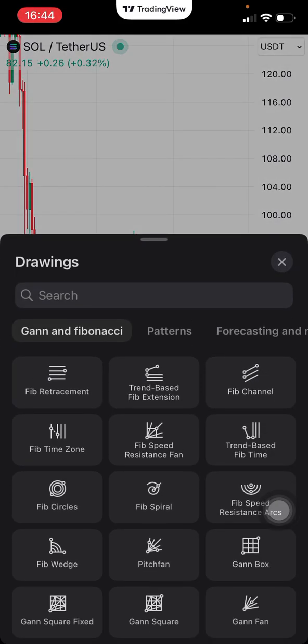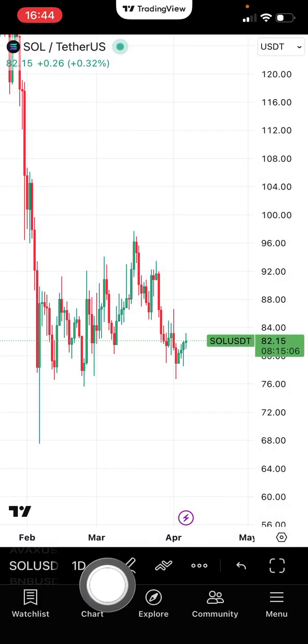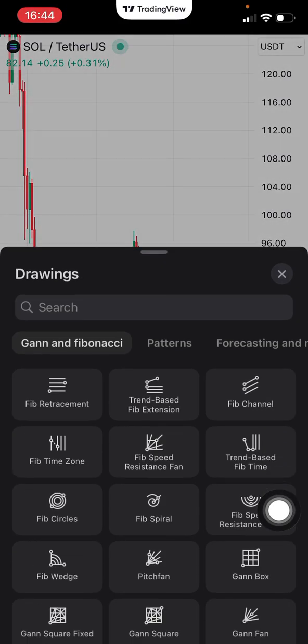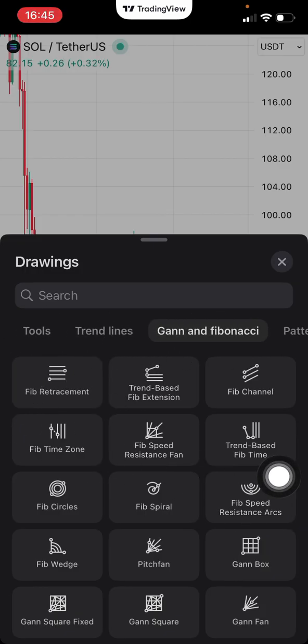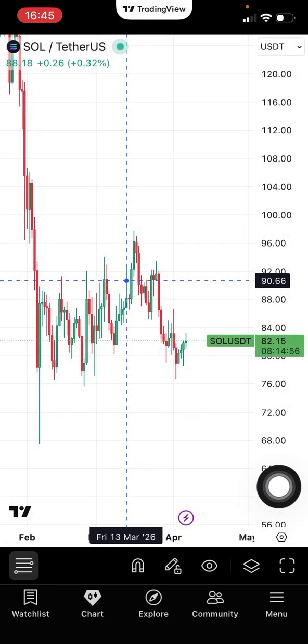If you want to get it, just come to your tools here. Come here on your TradingView. We are using TradingView for the sake of this video. Then come to favorite tools, trend line. Come to Gann and Fibonacci. When you get here, click on Fibonacci Retracement. When you click on it, find a swing low and draw it towards a swing high.